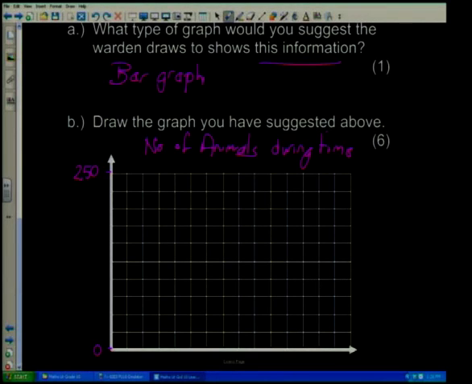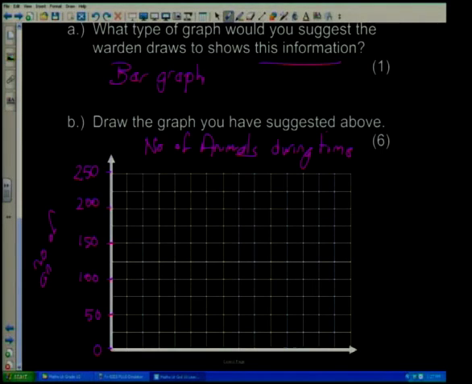And if I've got 10 blocks, then what does each block represent? Each block represents 25 animals. So I'm not going to label each one, it's really not that important. I'm going to label every second one, and I'm going to say that's 50, 100, 150, and 200. So can you see the way I did this? I started at the top and the bottom, and then kind of filled in all the values in between.